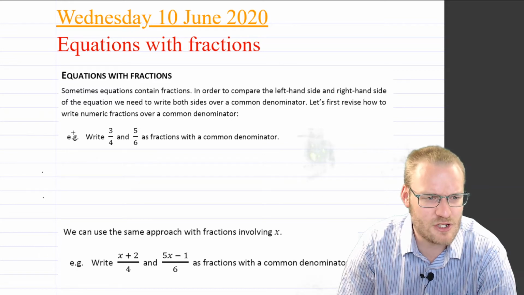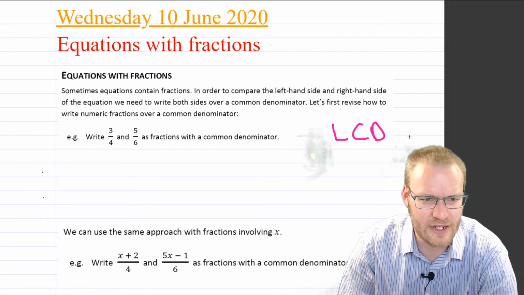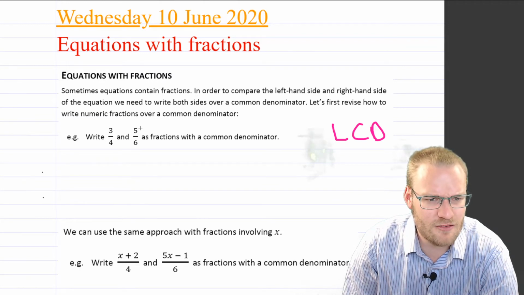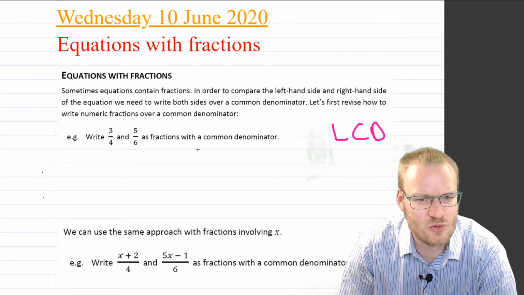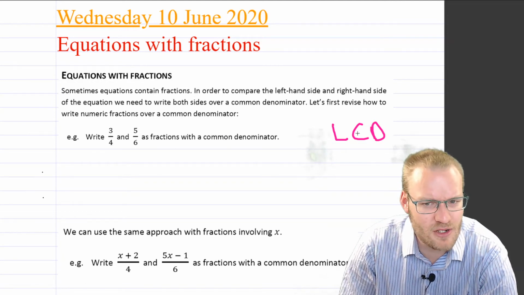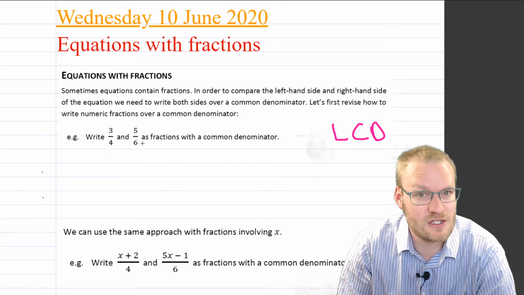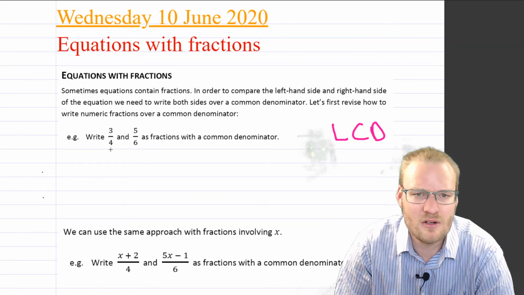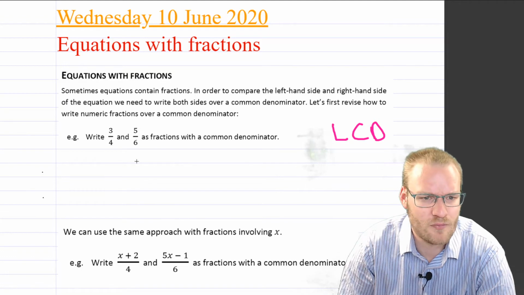So when we talk about a common denominator, I'm going to talk about an LCD, the lowest common denominator. So, well, 3 over 4 and 5 over 6. How do we write these two as fractions with a common denominator, not just common, a lowest common denominator? So what's the lowest common multiple that 4 and 6 go into? What's the smallest number that 4 and 6 both go into?